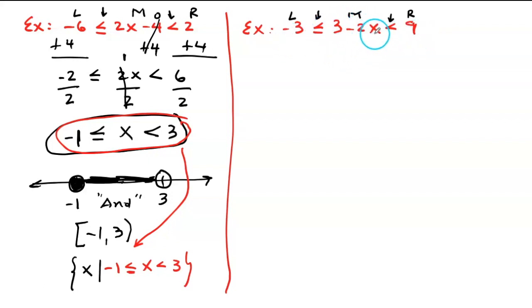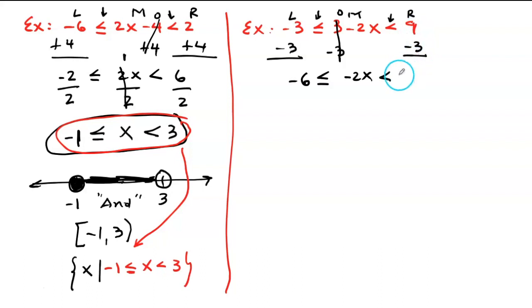Middle. To leave the x, I gotta cancel the 3 first. It's positive, subtract, subtract, subtract. Middle. 3 minus 3 is 0. Bring down the -2x. Keep the inequality symbols, whatever they have. On the left side, -3 minus 3, -6. On the right side, 9 minus 3, 6. Let's keep going. Leave the x by itself. I gotta divide by -2 in the middle, on the right side, and the left side.